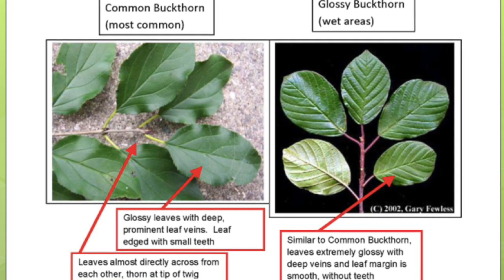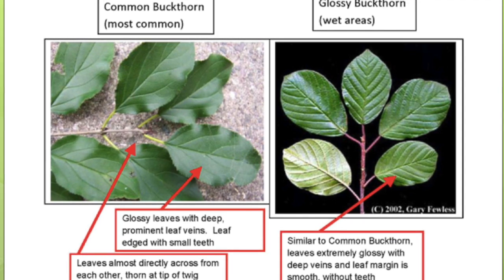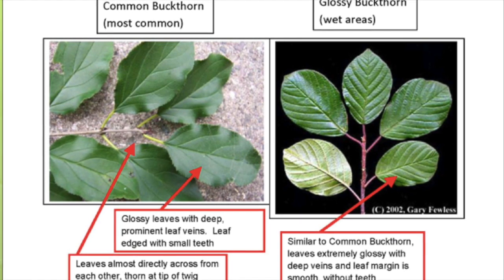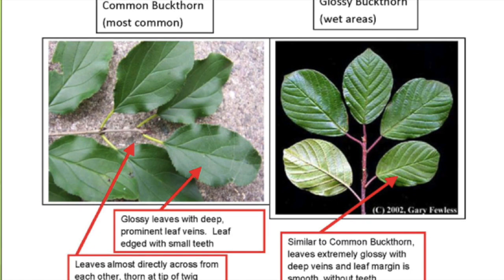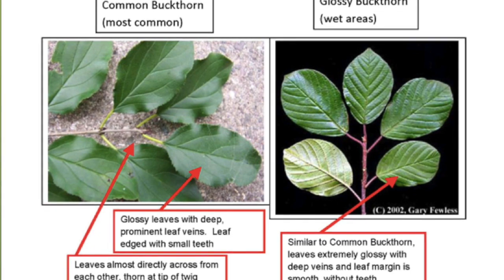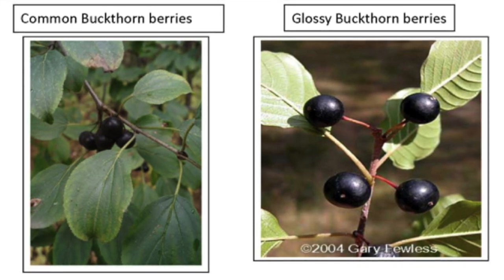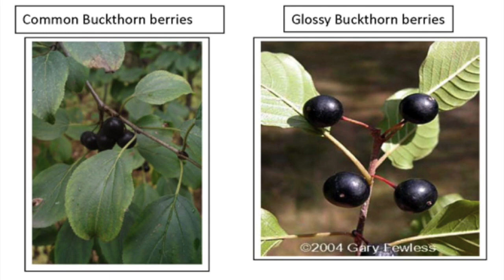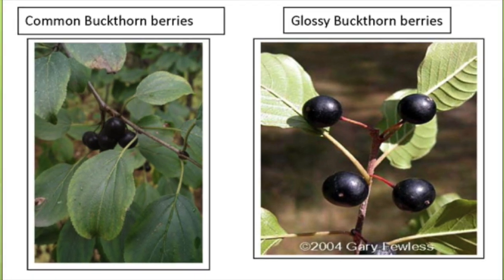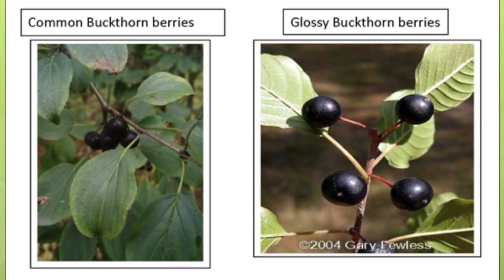Buckthorn has an advantage over the native plants because it has no known natural controls, such as insects or disease, that would naturally diminish its population. The feature of most concern, however, would have to be the fruits. Though only on the female plants, the common buckthorn bears abundant small round fruit with very high germination rates.